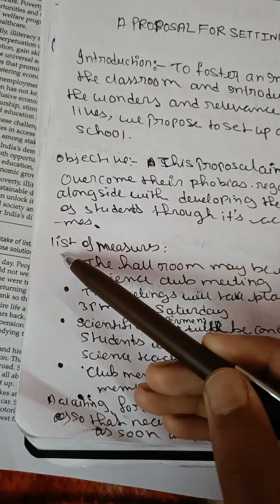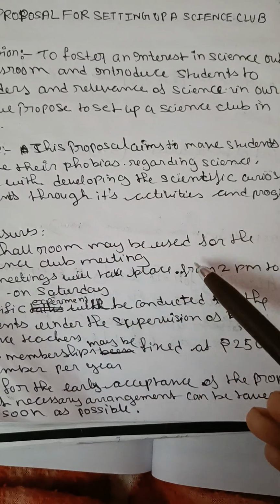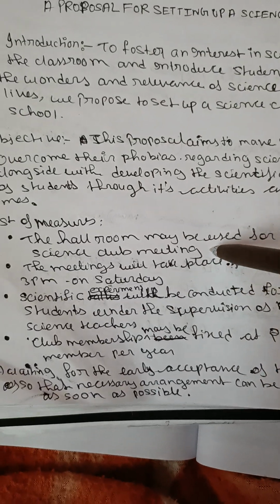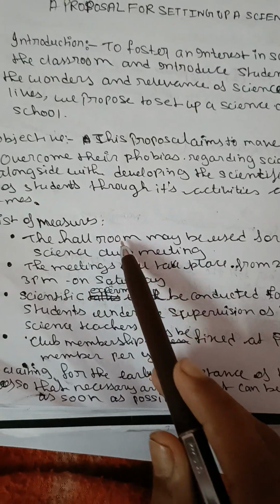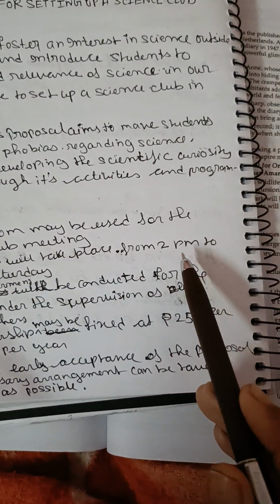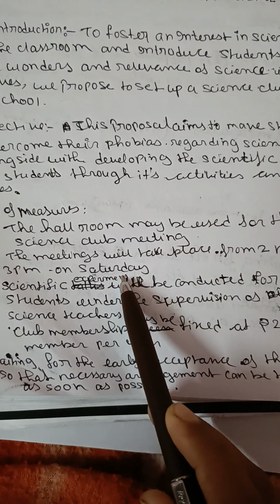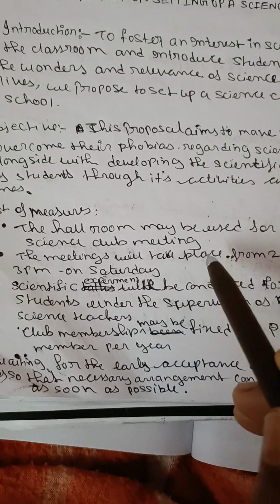Now we'll move on to the list of measures. First one: the hall room may be used for the science club meeting. This one shows where, the W, that is the venue, the hall room. Then the meeting will take place from 2 p.m. to 3 p.m. on Saturday. Now this one is when. This answers when. So this is where, this is when.